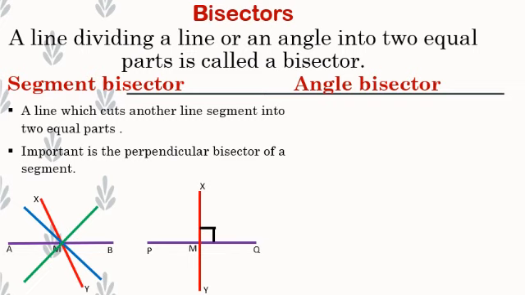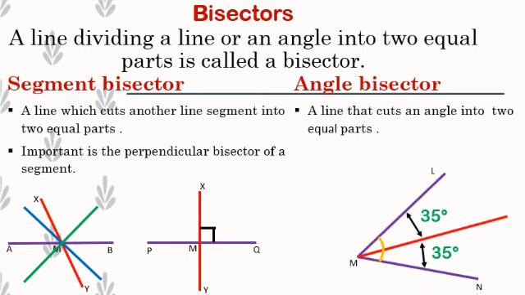Next is angle bisector. Angle bisector means a line that cuts an angle into two equal parts. In the figure below, the red line bisects the angle LMN. The red line is the bisector. Here, the bisector divides the angle into two angles with equal measures, that is 35 degrees each. As in the figure, an angle only has one bisector.